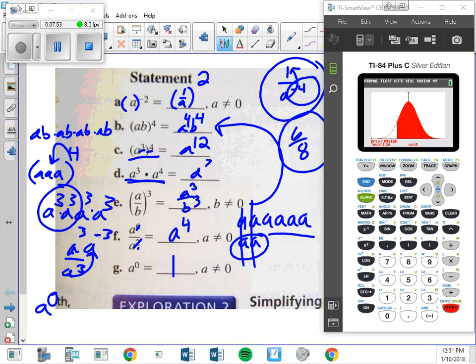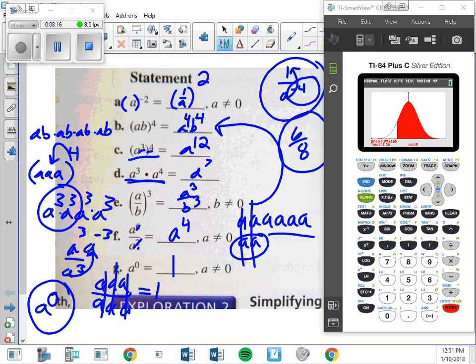But if I looked at it a different way, a to the 3rd over a to the 3rd, if I cancel all the a's, what's left? 1 over 1. So one way when I solved it, I got 1, and the other way when I solved it, I got a to the 0, which means a to the 0 and 1 must be the same number.